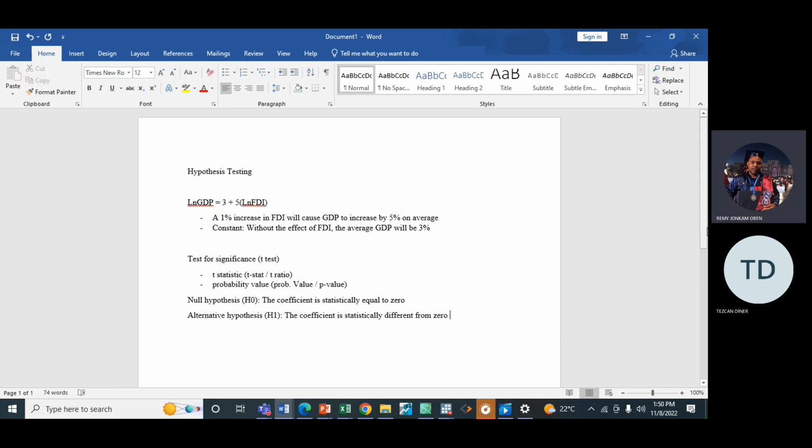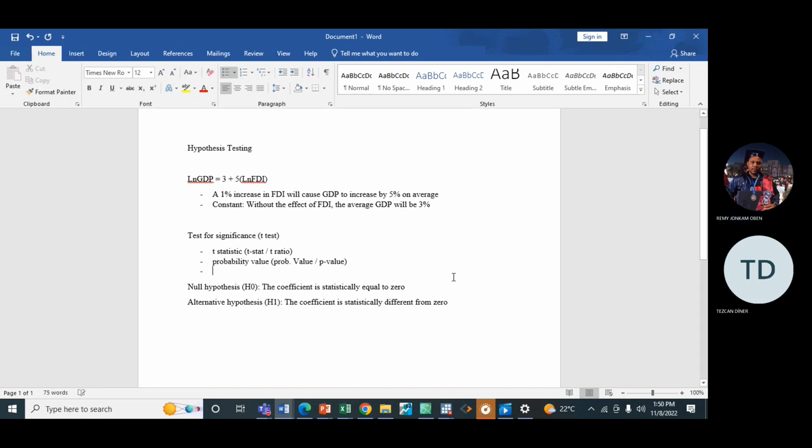I'm going to show you how to do that. But before that, I'm going to show you the decision criteria that you should know, when we can reject the null and when we cannot reject the null. So let's say we want to use the t-statistic, and we're also going to use the prob value.